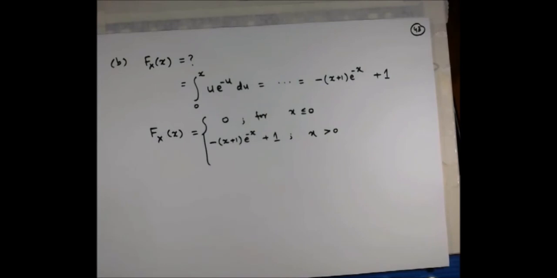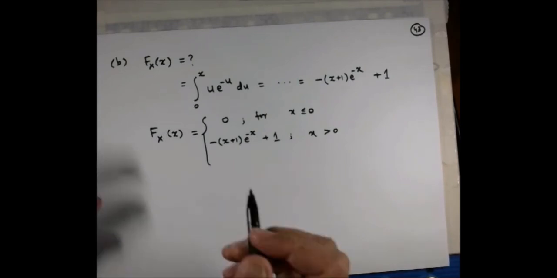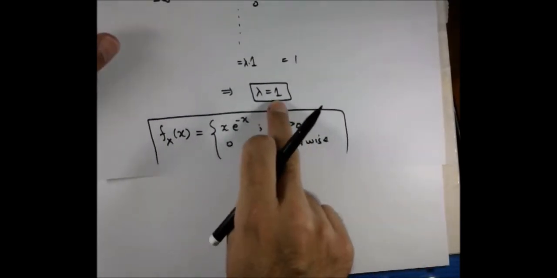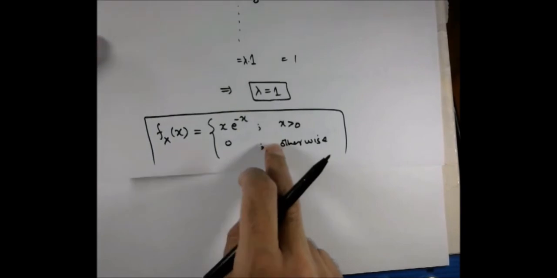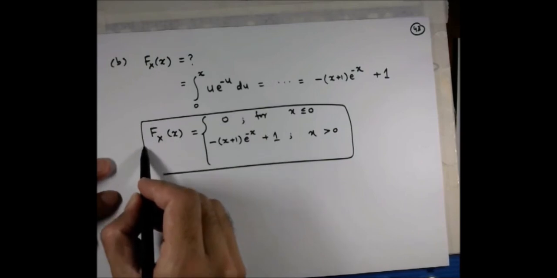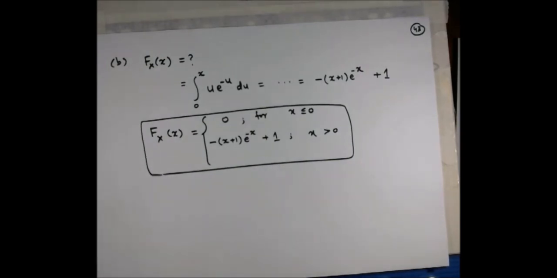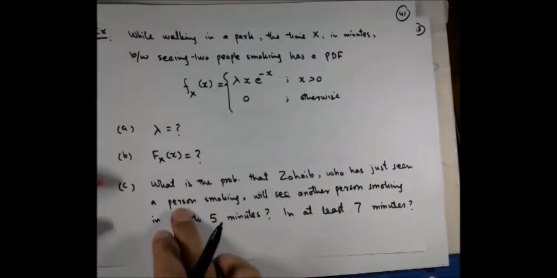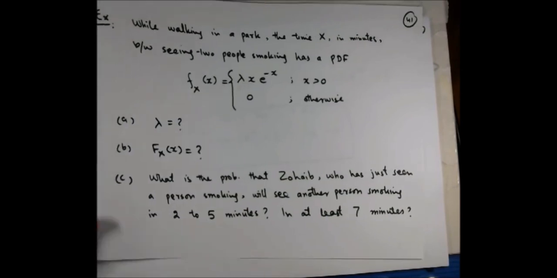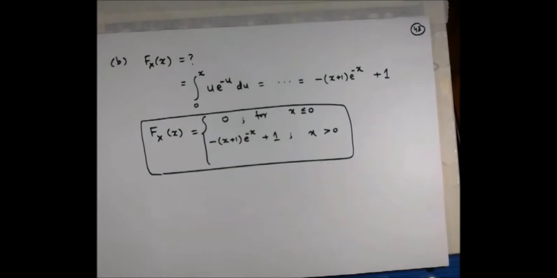So now you see you have obtained both the CDF and PDF expressions. This was our PDF after putting lambda is equal to 1. So this is the final shape of our PDF, and this is the final shape of our CDF of the same random variable x. So now if we have both these available, we can find the probabilities of interest. The first probability of interest is, what is the probability of seeing a person smoking in this interval from 2 to 5 minutes.